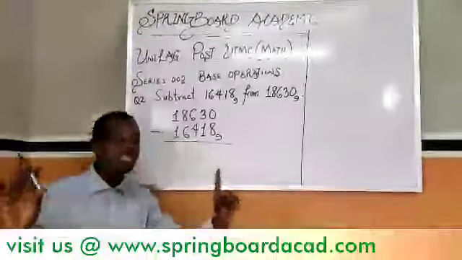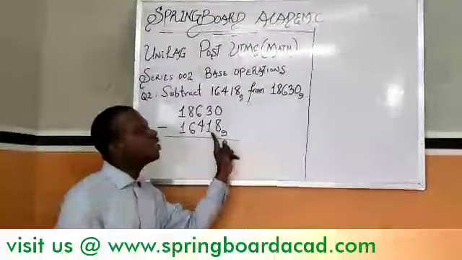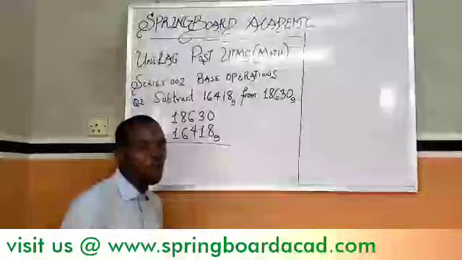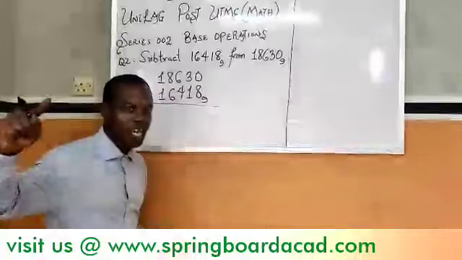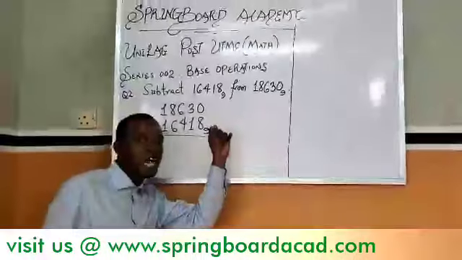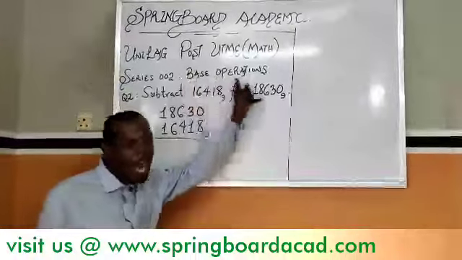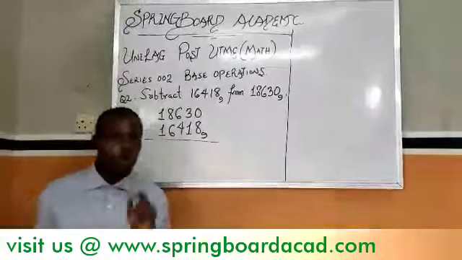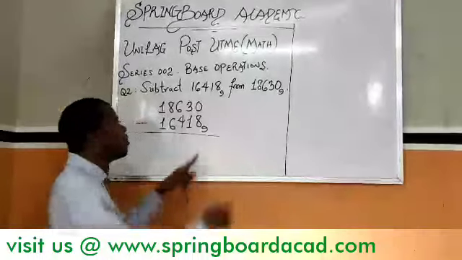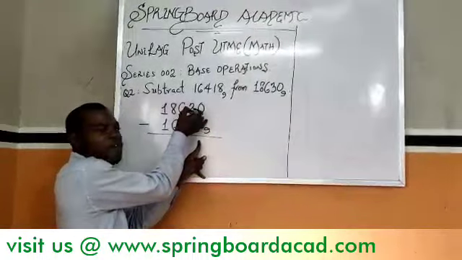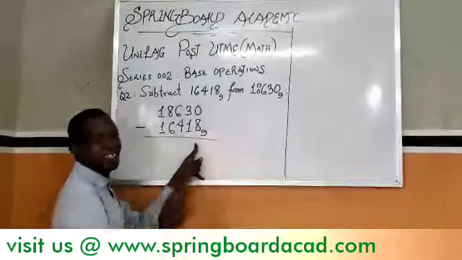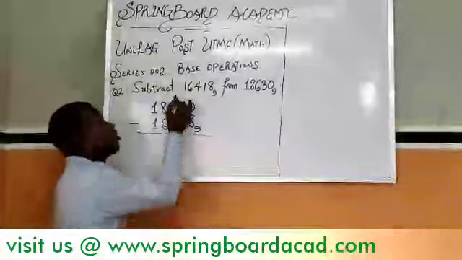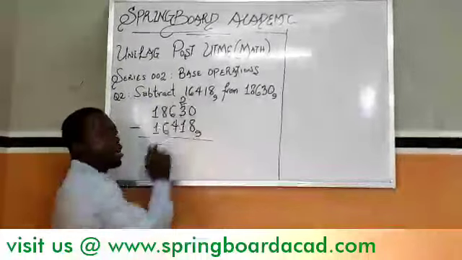Normally, arithmetically, you can deduct 8 from 0. It will give you what now? Minus 8. But when dealing with arithmetic under base operations, this is not possible. What then do you do? You borrow 1 from the digit next to the 0. What do you have? 1 from 3. You are left with 2 here.